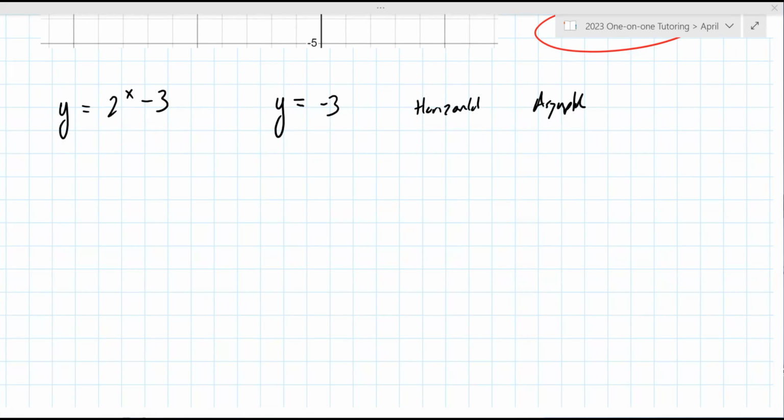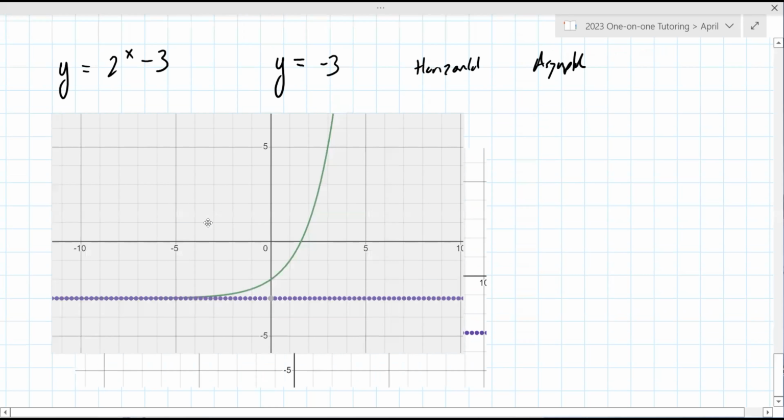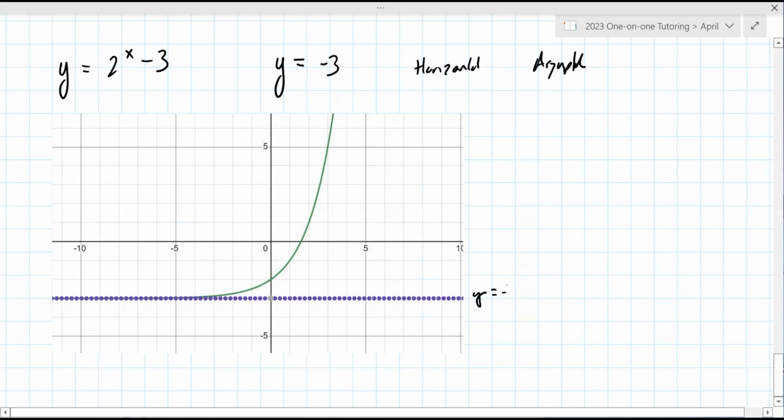-3, -3. All right. So on the graph here, grab a snip of this again. All right, so here's your graph. This is y equals -3. You can see that the green approaches it.